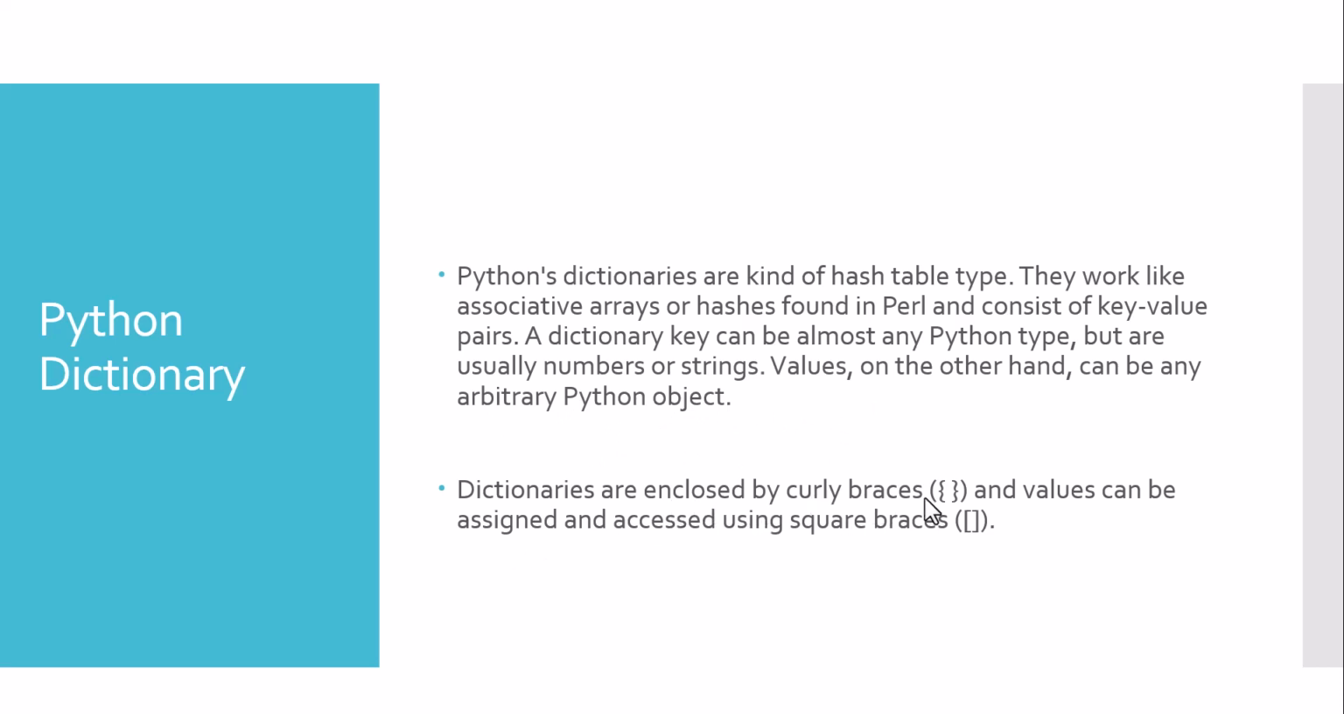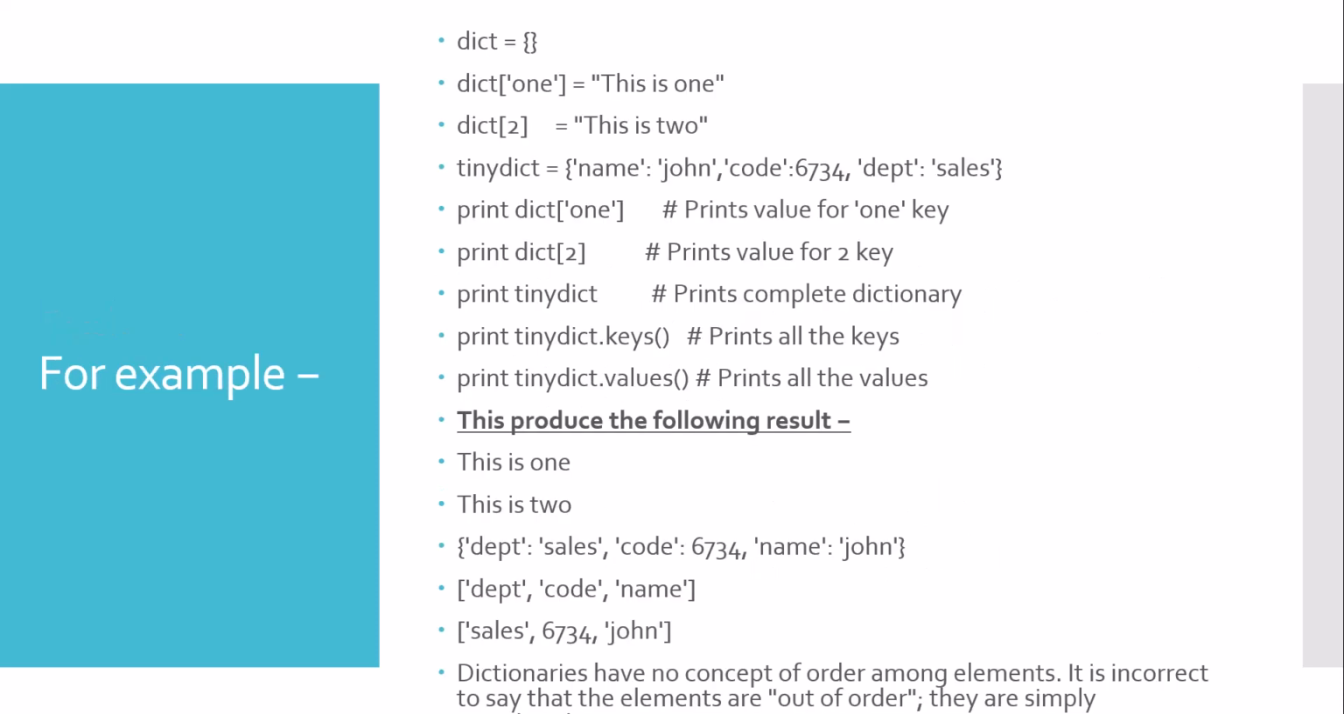Dictionaries are enclosed by curly braces, okay, these curly braces we are using, and values can be assigned and accessed using the square bracket. Let's see the example. Okay, dictionary, it is an empty one. Dictionary dict 1, you can assign here "this is 1", then it is going to print "this is 1" only. Dict 2, "this is 2", it will print "this is 2" only. Teeny dict, you are taking a small dictionary where name John, code, department sales, and it will print the whole teeny dict when you print it.